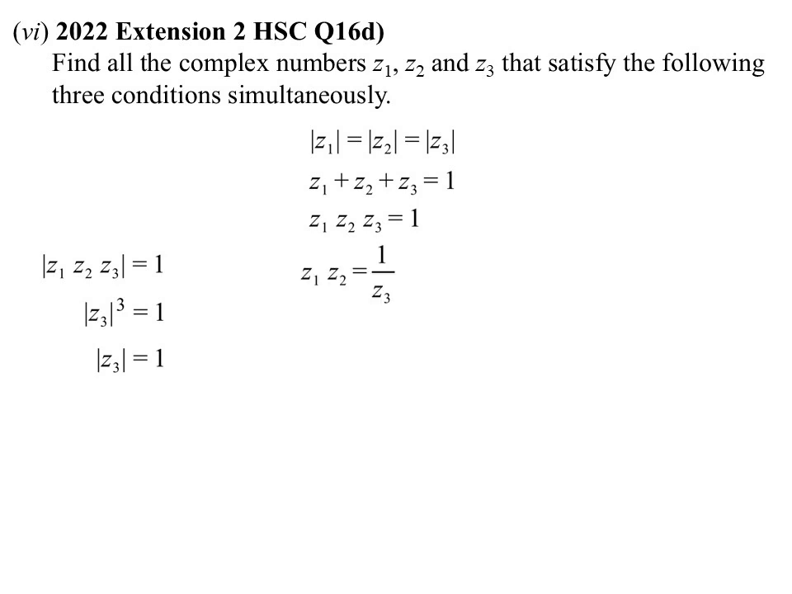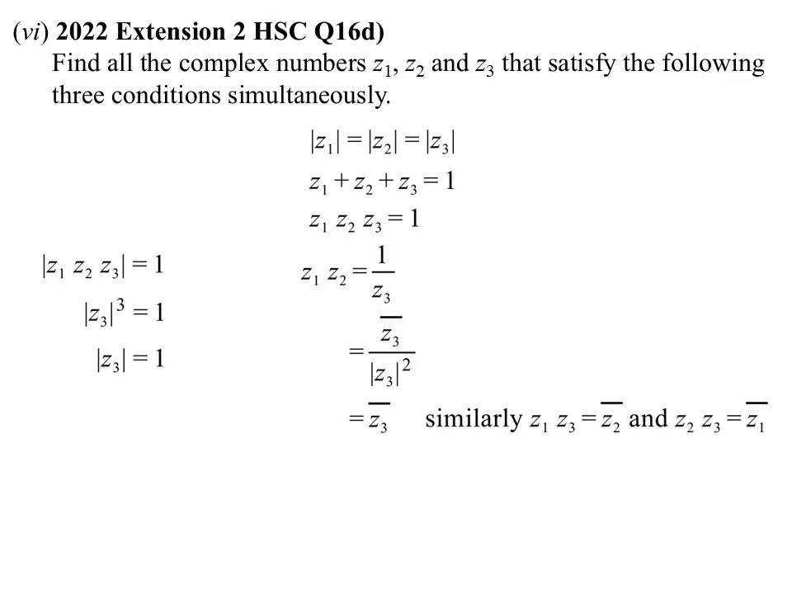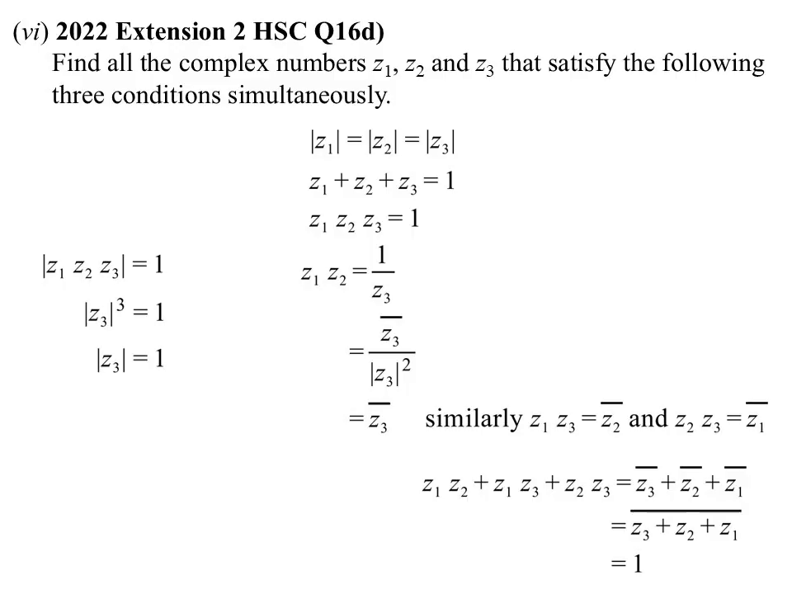Okay, tells me something. Also playing with the last one. z1 times z2 must be 1 on z3. But we said the easy way of finding the reciprocal is the conjugate over the modulus squared. But we just discovered the modulus was equal to 1. So in fact, z1 times z2 is the conjugate of z3. And I could have done the same with the other ones. So z1 times z3 would be the conjugate of z2 and so on. So what that now means is all of those pairings added together would be the same as adding the conjugates together. But the sum of z1 plus z2 plus z3 we're told is 1. So this is also equal to 1 because the conjugate of 1 is 1.